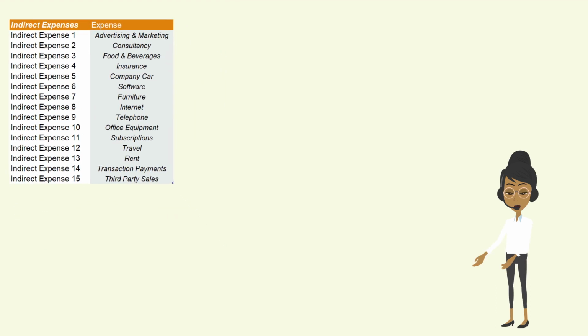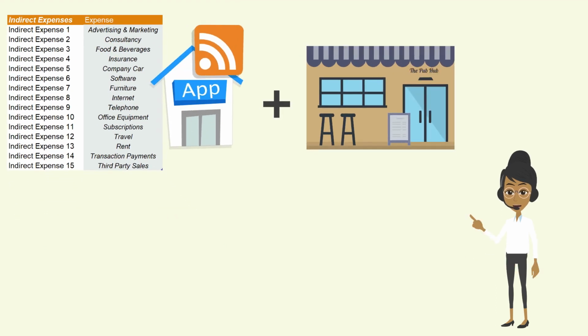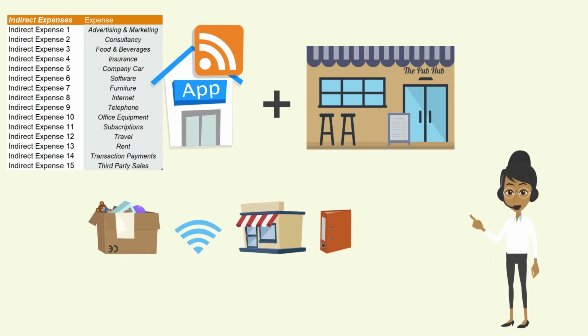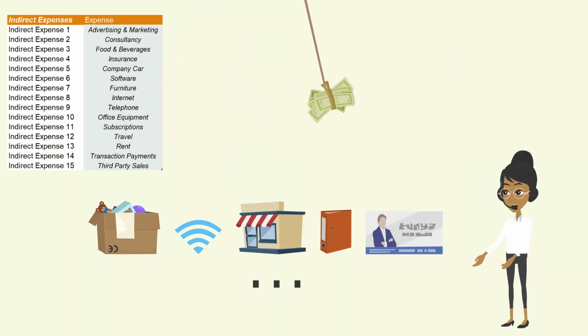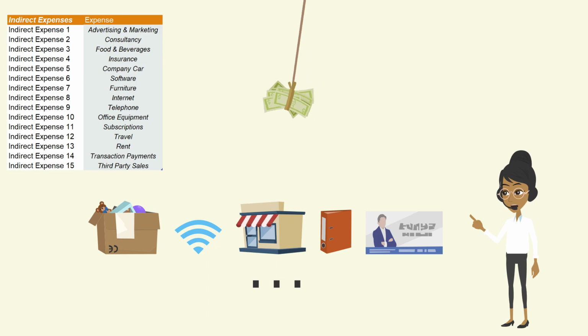Now, the pub-hub runs both a digital e-commerce store and a physical store. To keep both stores going, they'll need supplies, internet, a building, office equipment, marketing, and much more. Obviously, all these necessities aren't for free, so the pub-hub needs to find suppliers to buy these goods and services from.